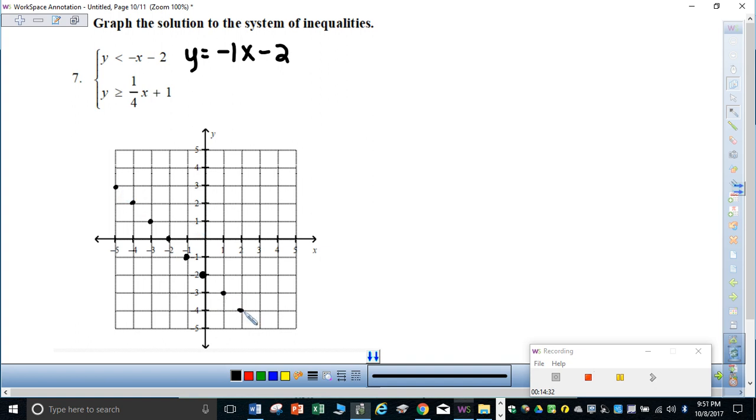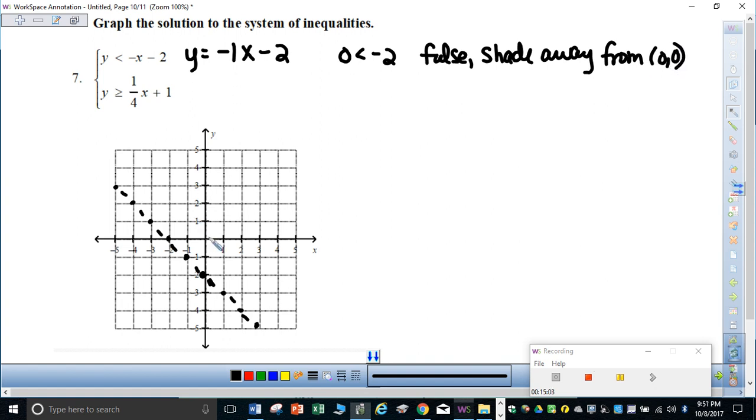Now, because it's just a less than symbol, we're just going to connect those with a dotted line. So make sure you're always thinking about, is it dotted line or is it a solid line? Now, if we do the test point of 0, 0, you're going to think about plugging in 0 for x and y into the original inequality, and we get 0 less than negative 2, which is false. So that means that 0, 0 is not a solution, and all the other points on the same side are also not solutions. So that means that the solutions have to be on the other side, and we're going to shade away from 0, 0.